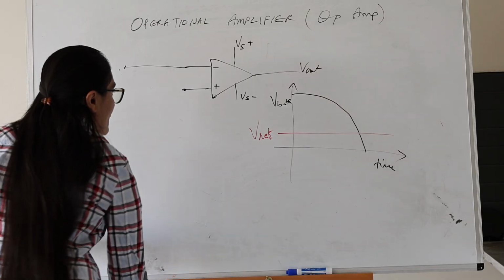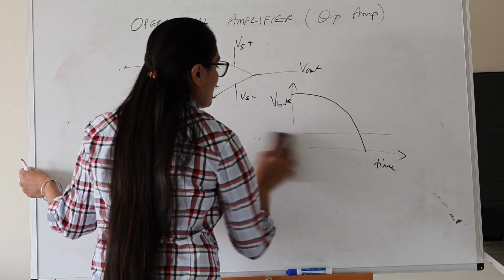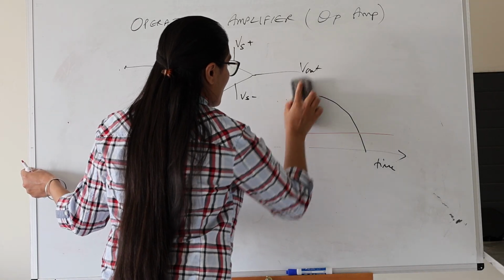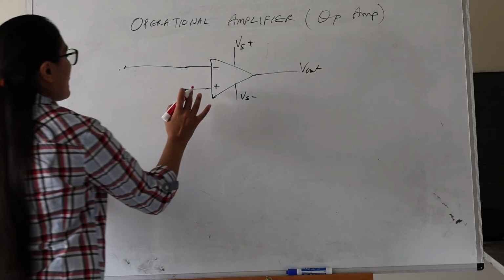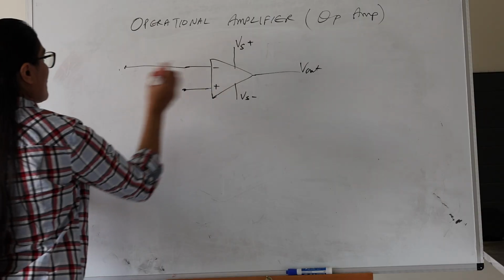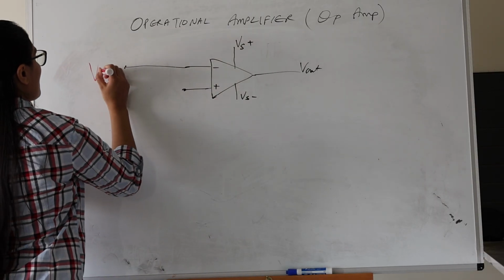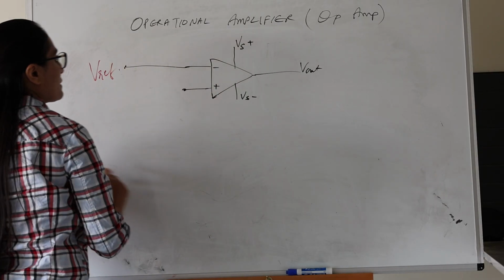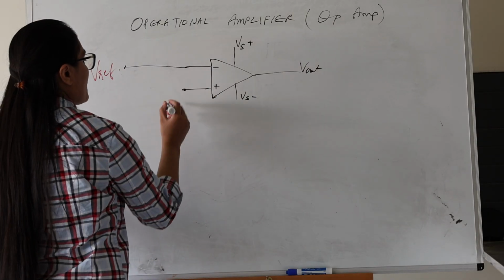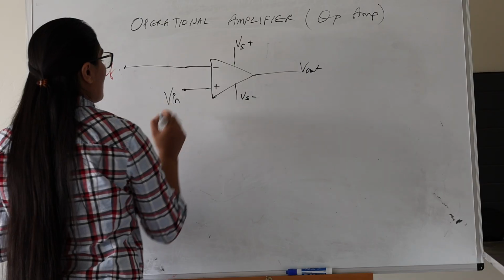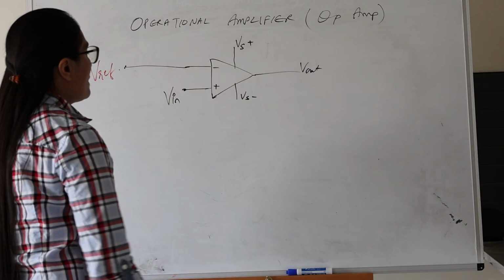Here we have a comparator. Again, we have two inputs that we can attach something to. We can fix this input V minus to V reference, so this will be fixed. And to V plus, which is the non-inverting terminal, let's say we supply the V in, which is varying.